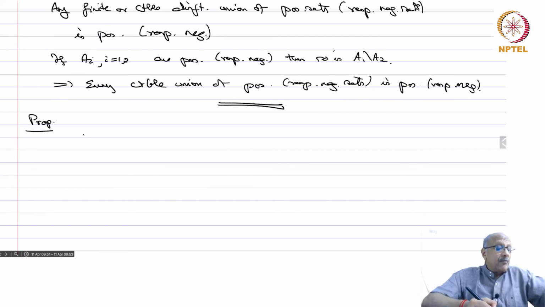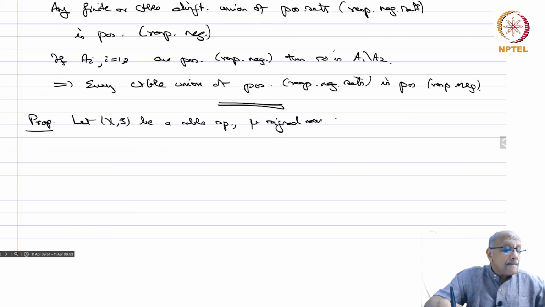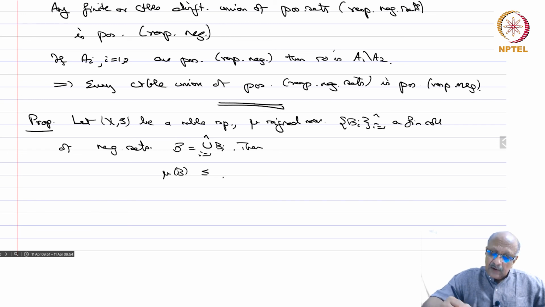Proposition: let X, S be a measurable space and mu a signed measure. Bi, i equals 1 to n, a finite collection of negative sets. B equals union i equals 1 to n Bi, then mu B is less than or equal to the minimum of mu Bi, 1 less than or equal to i less than or equal to n.